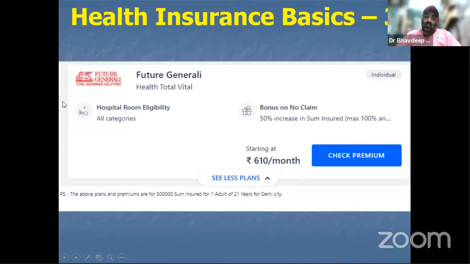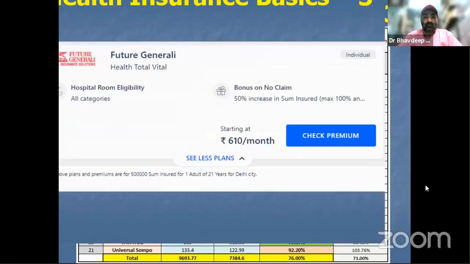And of course, one of the very common ones, I have a plan from Future Generali with me. So not this policy, but another one. So Future Generali Health Total Vital. So it is an endowment plan, of course, not the healthcare plan. So it is one of the good companies offering you good customer care feedback. I'm happy with the relationship with them.